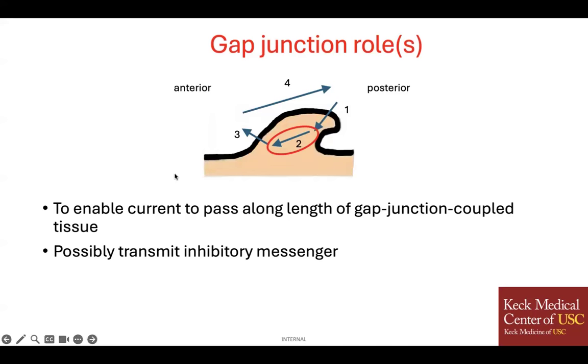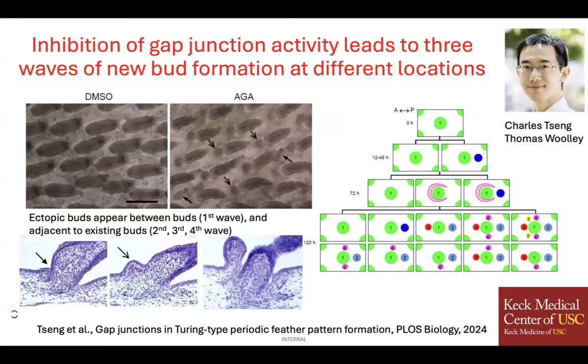So I mentioned that there are gap junctions coupling the cells in the mesenchyme, and they're really important because they help this tissue to become a functional unit. They enable the current to pass along the length of the gap junction coupled tissue. And as I'm about to show you, not only do they pass electrical current, but it's possible that they also transmit an inhibitory signal for feather bud formation.